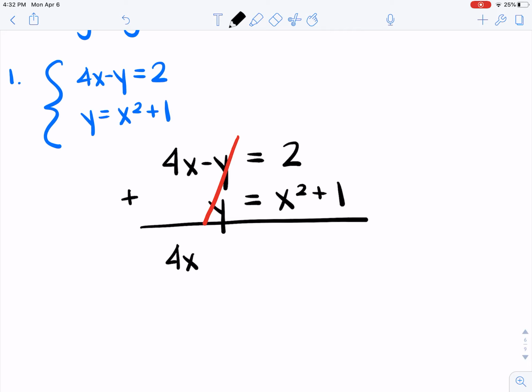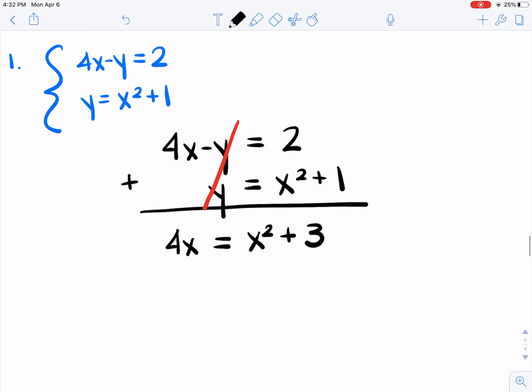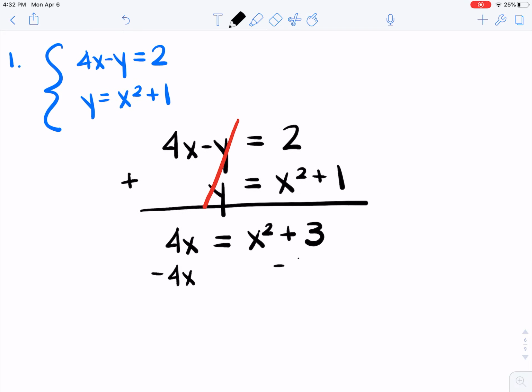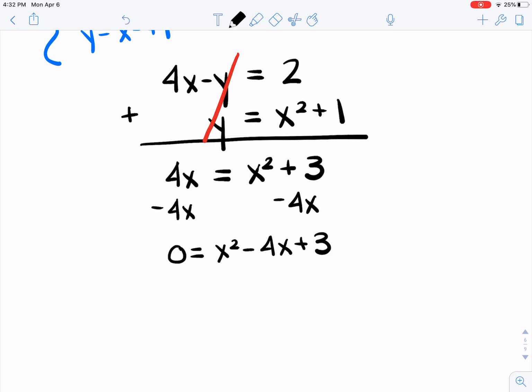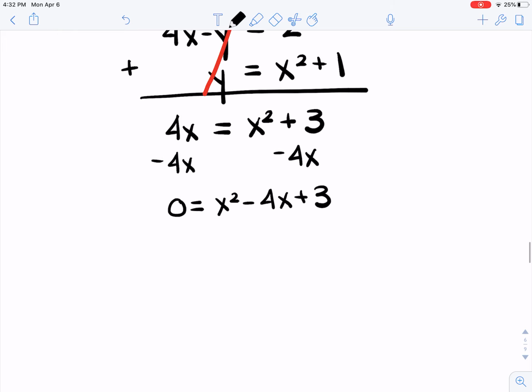So then I have 4x equals x squared plus 2 plus 1 is 3. Now, I want to get everybody over onto one side of the equal sign. Now, once you have this, you have a situation where you have a quadratic equation. You get to choose however it is that you want to solve this. Do you want to do factoring? Do you want to do graphing? Do you want to do completing the square? Which you'd have to be sadistic to want to do, but there are people out there that love themselves some completing the square. And lastly, you could do the quadratic equation.